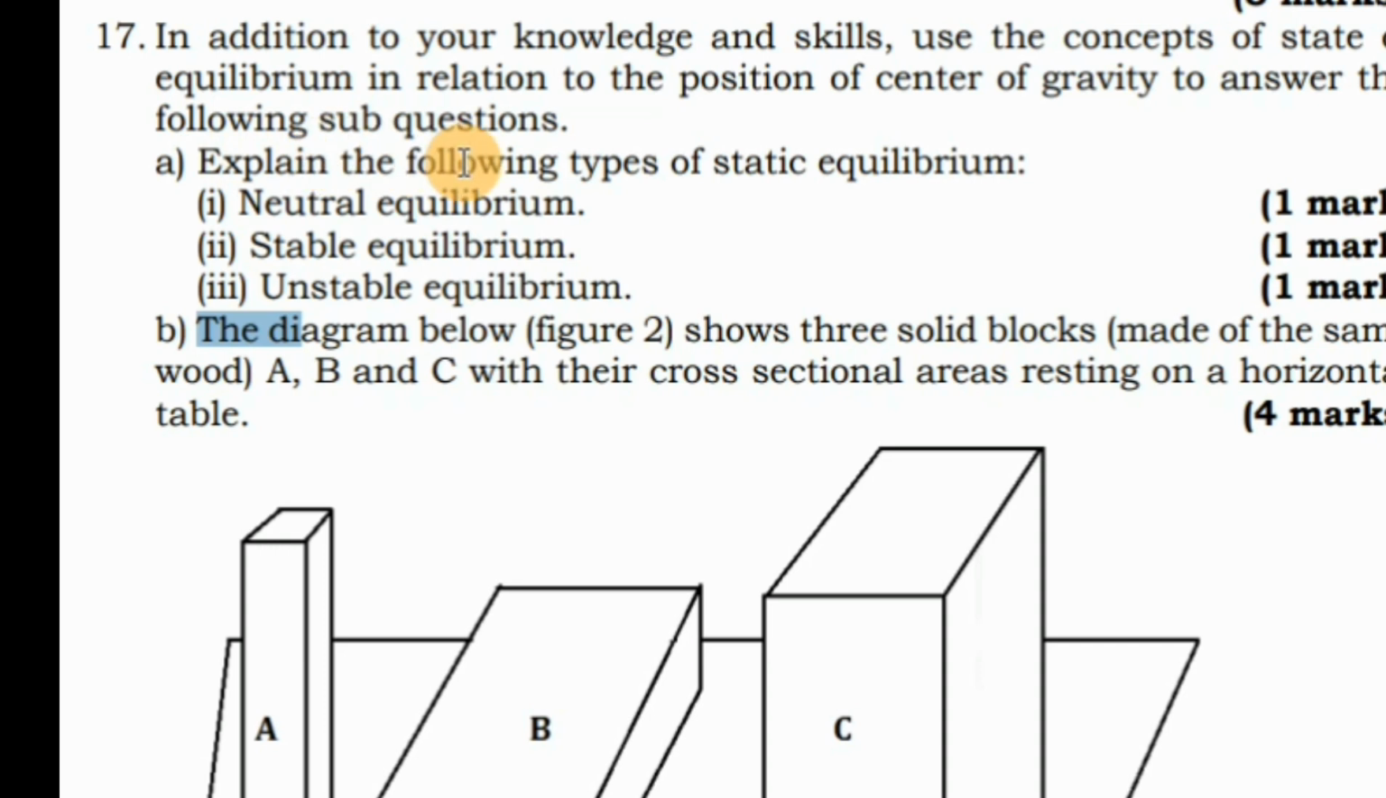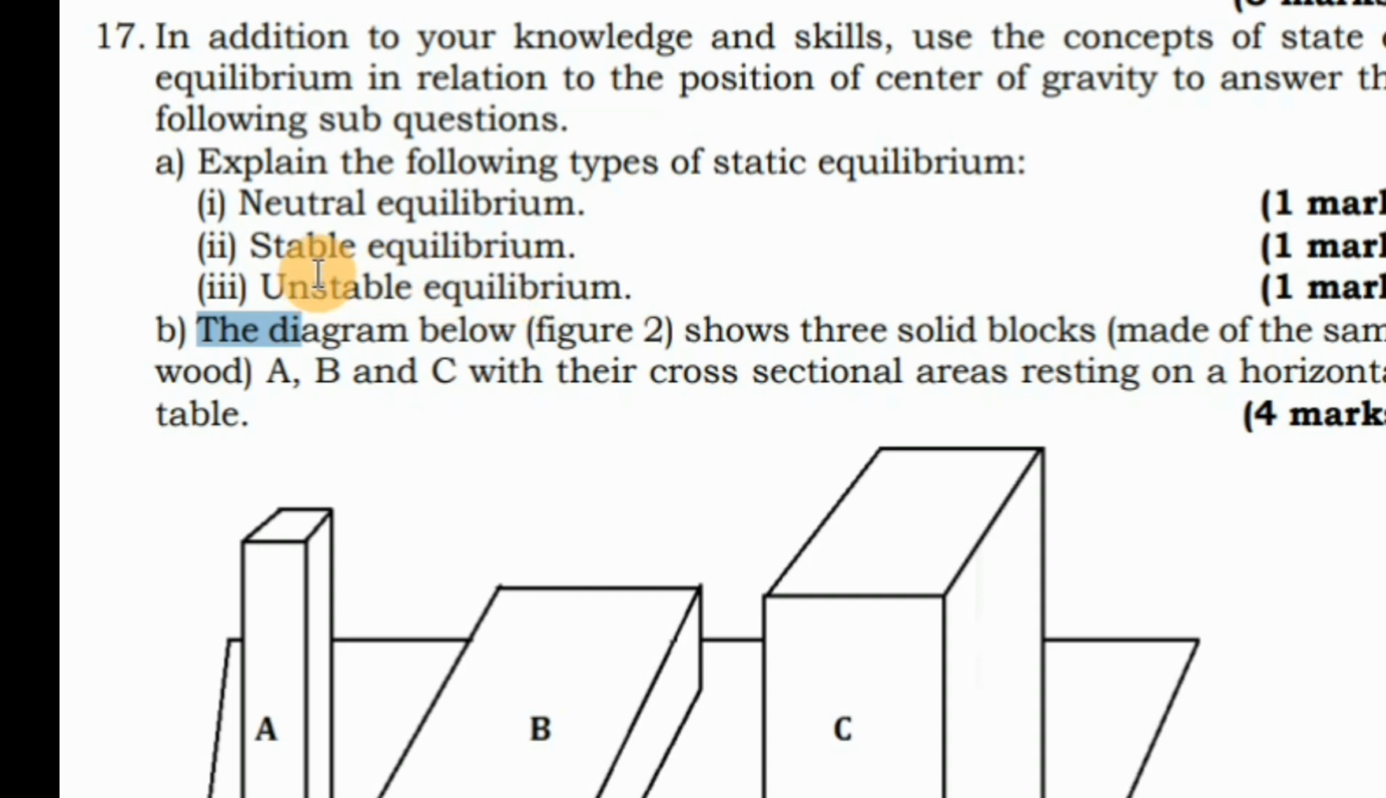Back to A. They say we have to explain these types of equilibrium according to the position of the center of gravity. The first one is neutral equilibrium. We know that an object is in neutral equilibrium when any slight displacement of that object doesn't change the level of its center of gravity. And we say stable equilibrium when, after any slight displacement, the object turns back to its original position.